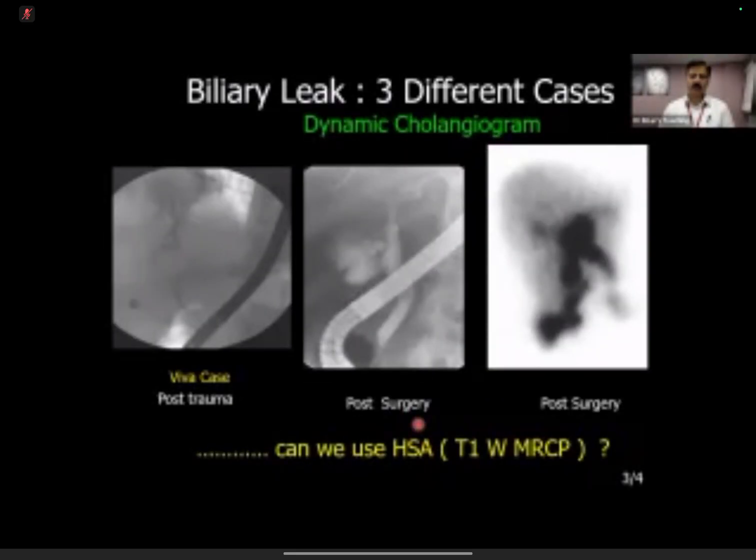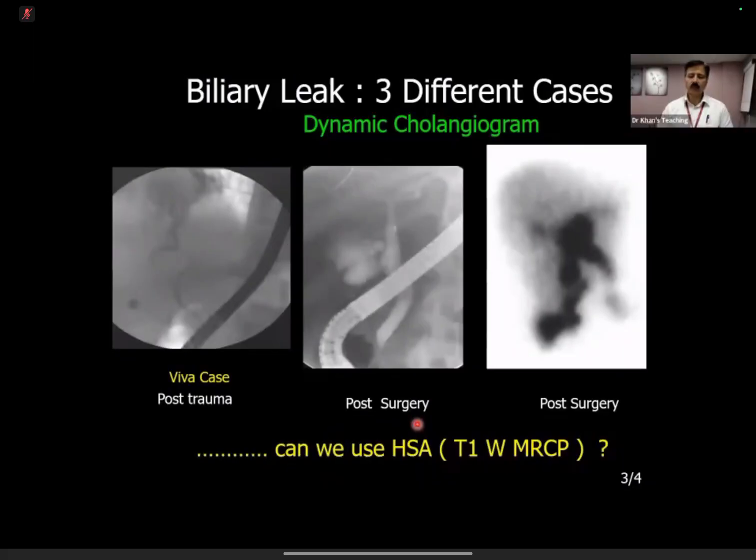So basically, I have seen many a times that many of the candidates have used, I will do an MRCP. Now please remember, you need a dynamic cholangiogram to diagnose it. Two kinds of cases will come in the exam. One is post-trauma, like the case which I showed you. Another one will be post-surgery. For a dynamic cholangiogram, you can do an ERCP, just like this case or this case. You can also do nuclear scanning, HIDA scanning or DISIDA scanning.